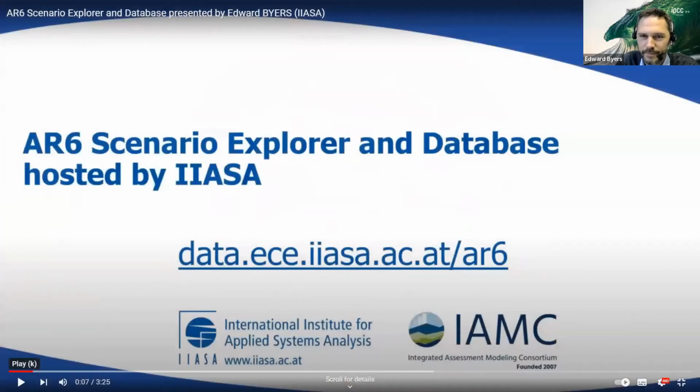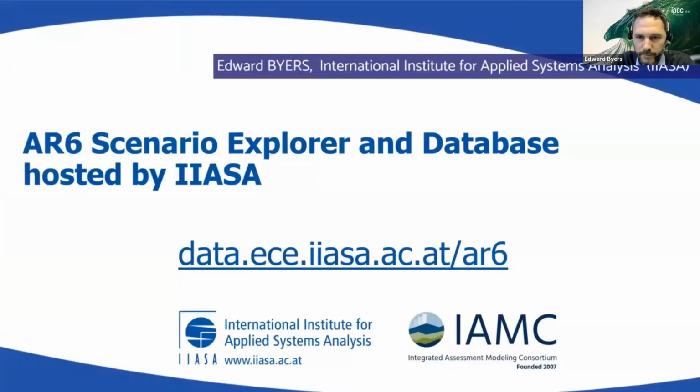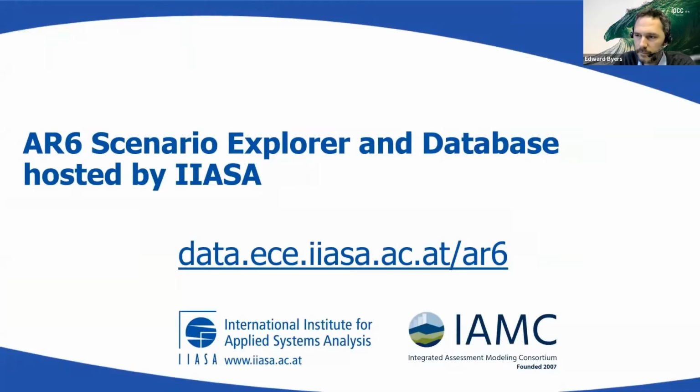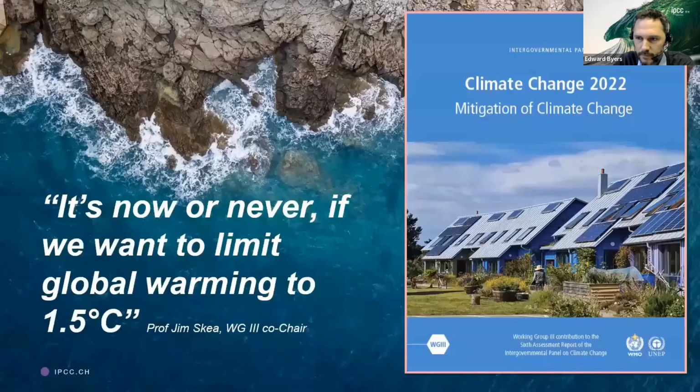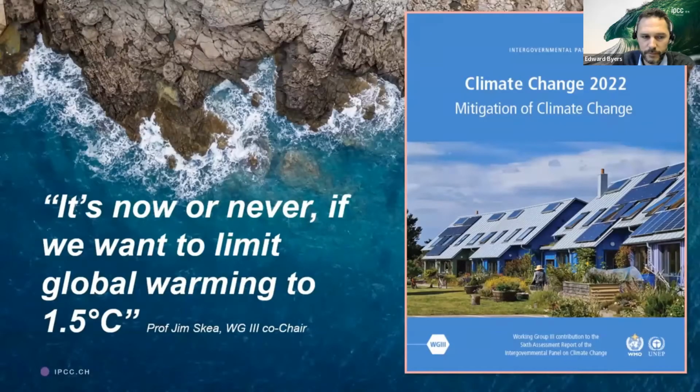Okay. I'm Edward Byers, and this is a video pill about the AR6 Scenario Explorer and Database hosted by IIASA. In April 2022, the Working Group 3 report of the Intergovernmental Panel on Climate Change was approved and released. It maps out the options and pathways for mitigating climate change, concluding that nothing short of full societal transformation is needed, starting immediately, to have a chance of limiting warming to 1.5 degrees.